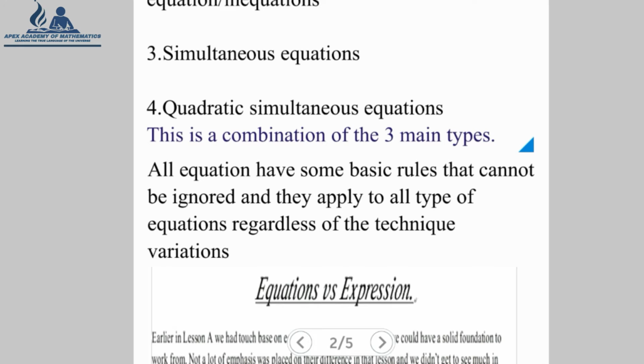Then of course, the one that most people talk about a lot is the simultaneous equations. A link is in the description below for my simultaneous equations series, theory and simultaneous equations marathon, so do check that out. And of course, we have the combined version of all equations, which we refer to as the quadratic simultaneous equations, otherwise known as the linear non-linear equation.